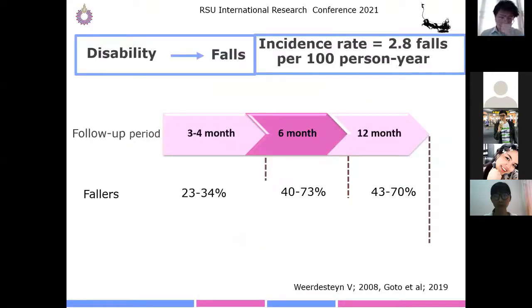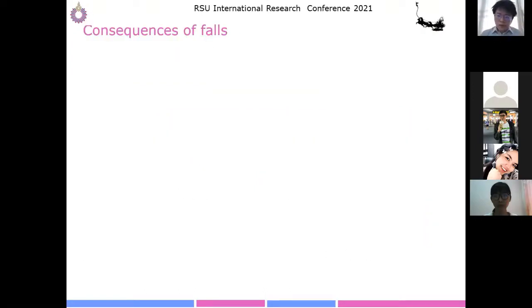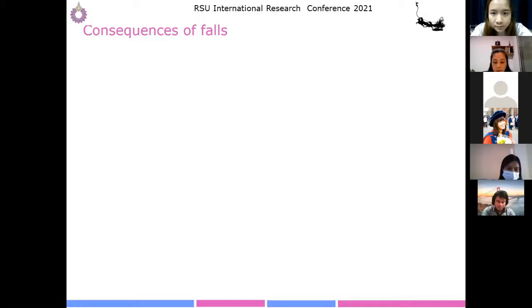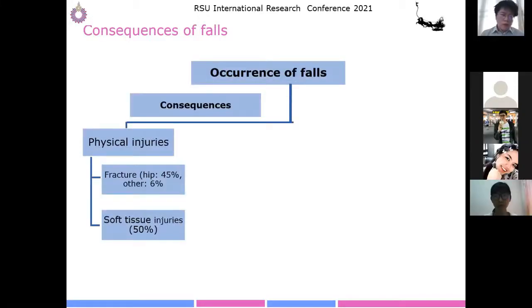Disability following stroke leads to serious problems, and falls are the most apparent complication after discharge from hospital. Both prospective and retrospective studies have reported a high fall rate in individuals with stroke, ranging from 23 to 70%, differing by follow-up period, with an incidence rate of 2.84. The high fall rate is a public health concern because of serious consequences at the individual and societal level.